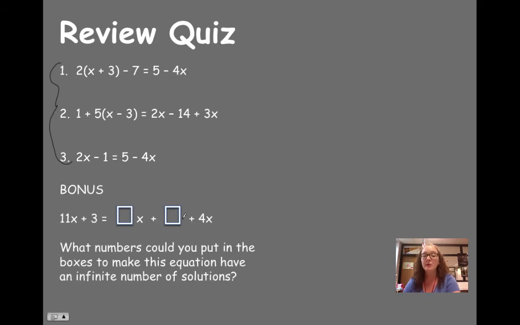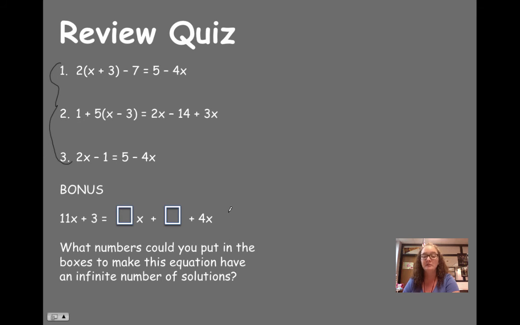Here's a problem. What numbers could you put in these boxes to make the equation have an infinite number of solutions? So you want to figure out coefficients or numbers you can put here that would make this equation have an infinite number of solutions. Go ahead and pause right now while you're working through these problems, and then unpause when you're ready to see the correct answers.